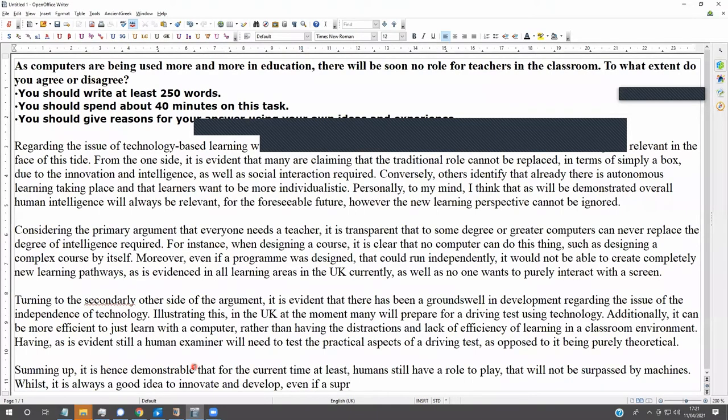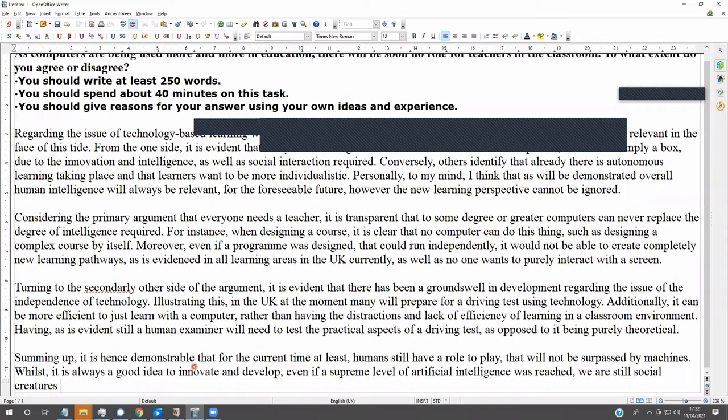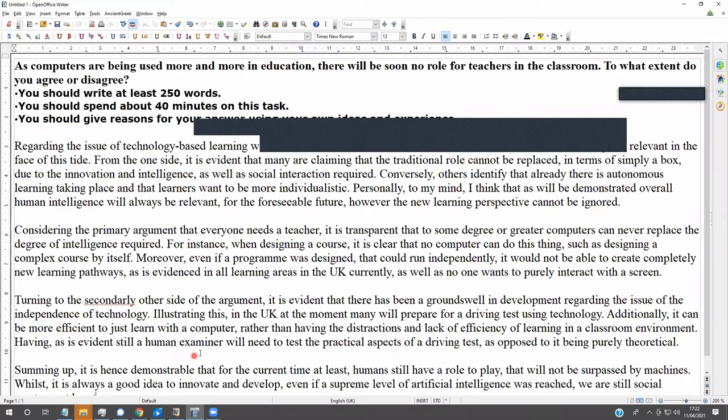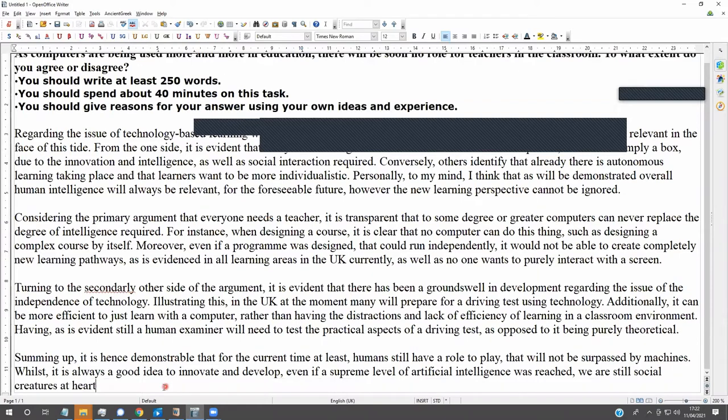even if a supreme level of artificial intelligence was reached, we are still human. We are still social creatures at heart, still curious creatures at heart, and no amount of witty graphics or interesting study concepts will be able to replace an actual human being.